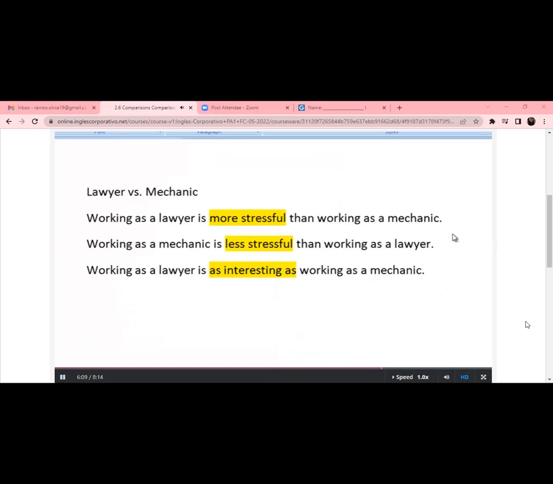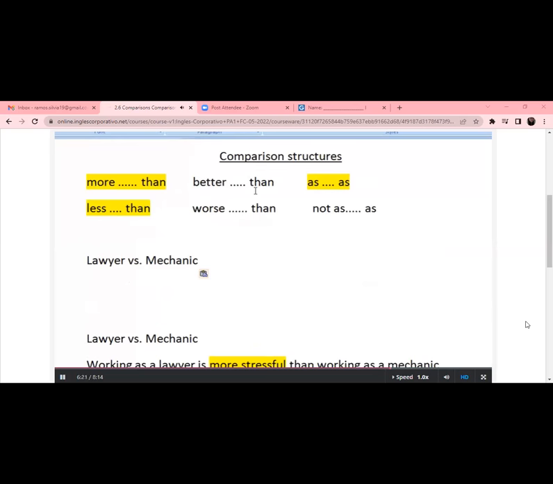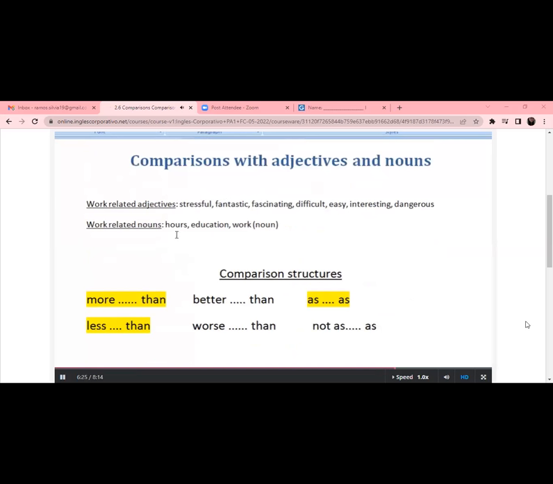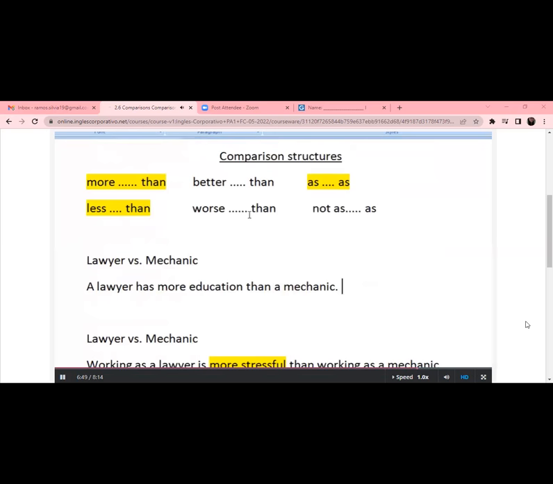So again, I want to point out that in this case, I'm using adjectives to make the comparisons. What I want to do next is use nouns to make the comparisons. So what kind of nouns can we think about when we think about comparing these two jobs? Well, previously I mentioned that we can think of things like hours, maybe education, or perhaps the type of work that people do. So, lawyer and mechanic, it usually is the case that a lawyer has more education than a mechanic, right? So in this case, we can say that a lawyer has more education than a mechanic. This is the noun that I am using to compare.